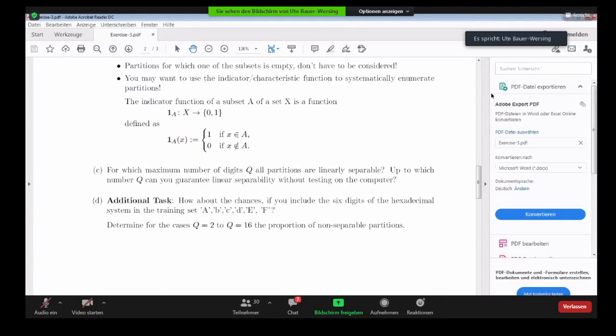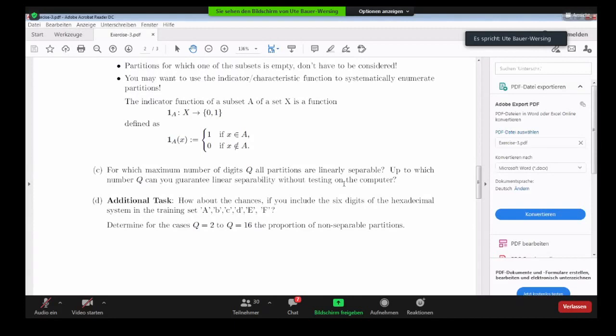asks a different question. Part C is more or less theoretical. So the question is, for which maximum number of digits Q are all partitions linearly separable? Up to which number of Q can you guarantee linear separability without testing on the computer?